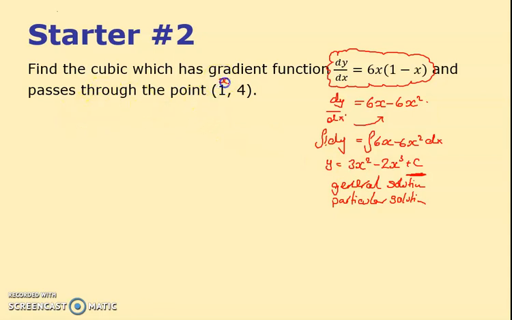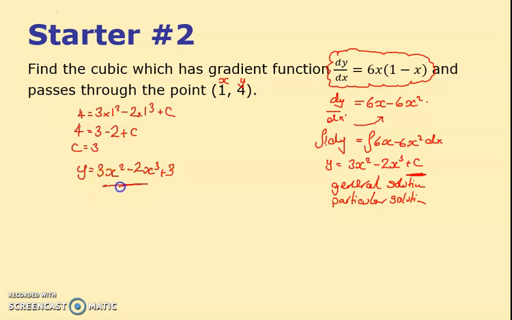This is obviously an x value, this is a y value. So I can chuck the y in as 4. So 4 equals, and it says 3x squared, so I'm going to write 3 times the 1 squared minus 2 times the 1 cubed plus a constant. And obviously, very often these are quite straightforward numbers. 3 minus 2 is 1, so I reckon C is 3. And therefore that gives me a final equation: y equals 3x squared minus 2x cubed plus 3.